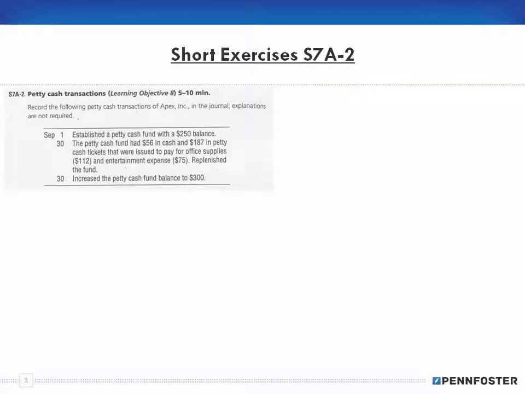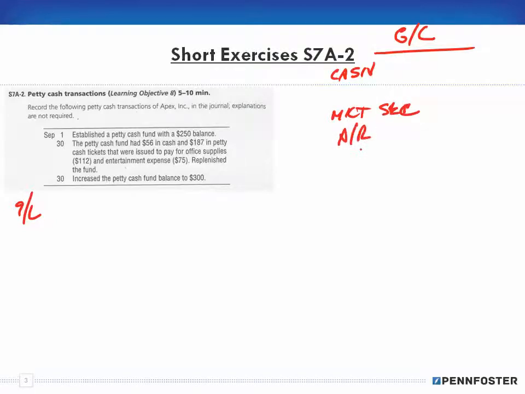Okay. So 9.1 here says establish a petty cash fund with a $250 balance. Remember, in your GL accounts you're going to have cash, and then marketable securities or short-term investments as they're called in this textbook. Then you're going to have your accounts receivable, your allowance for uncollectible accounts, and so on. So, let's say your cash has $20,000 in it, and you're going to create a petty cash fund.